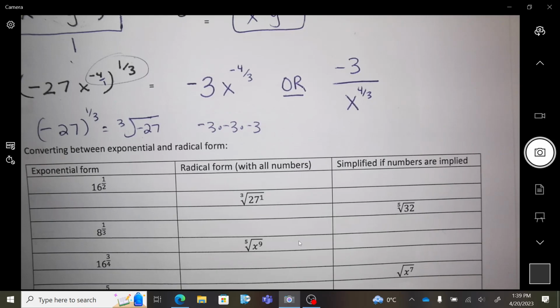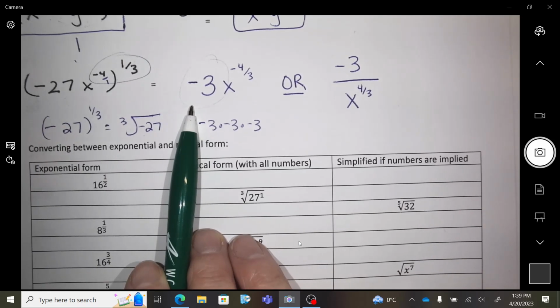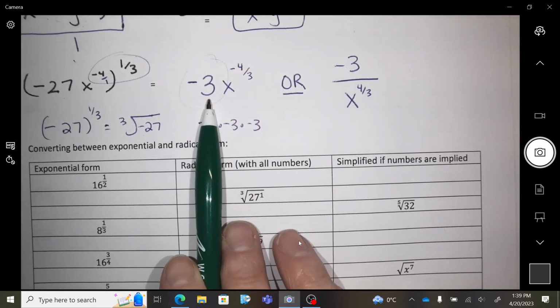Okay. Now, I could see this being confusing. Did some of you want to move the negative 3 because you saw a negative? It's not a negative exponent. It's a negative coefficient. There's no negative exponent on this part. So don't move it. There are no negative exponents on it.